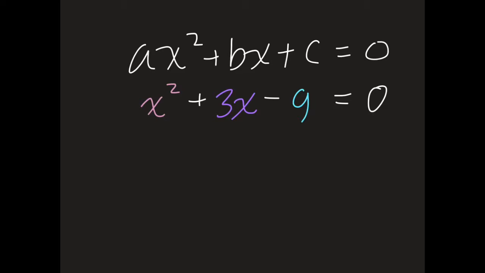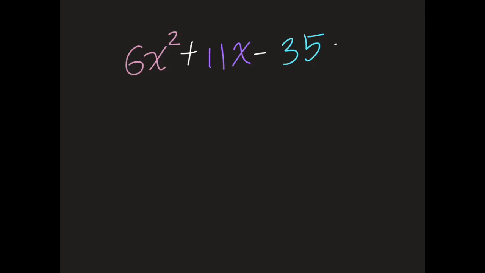Let's get into how you solve a quadratic equation. Let's say we have an equation. Let me think of it. Okay, got it. 6x squared plus 11x plus minus 35 is equal to 0.